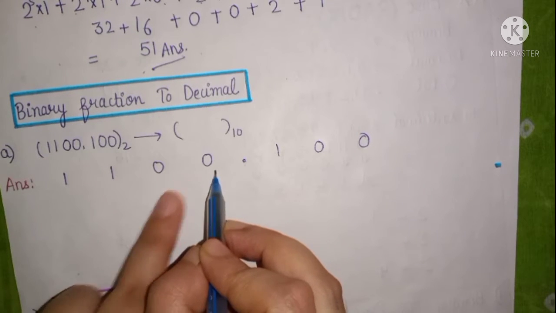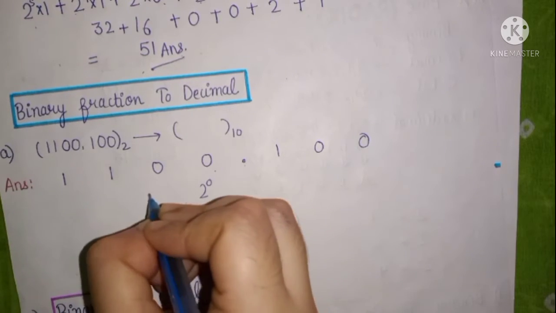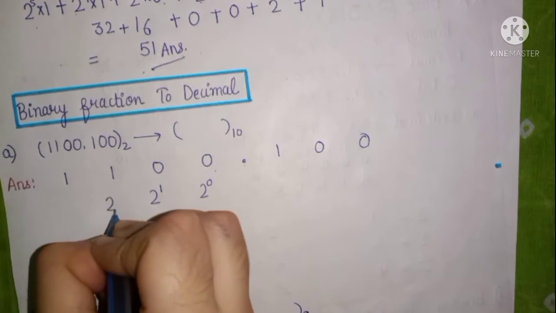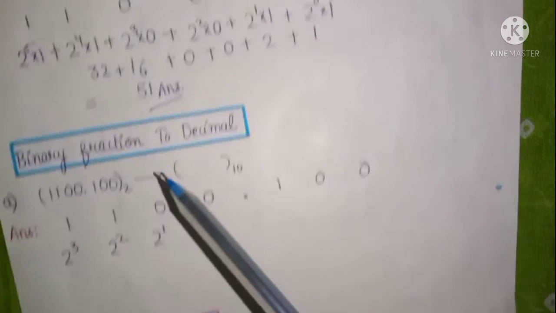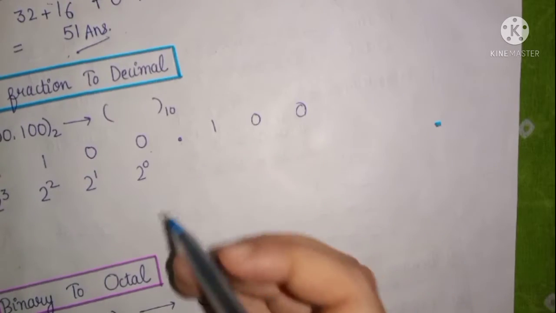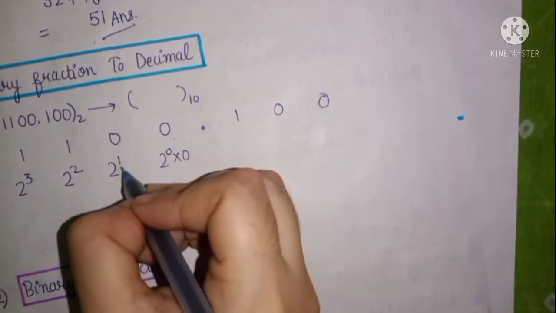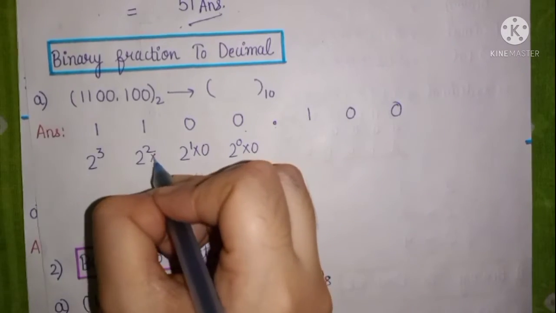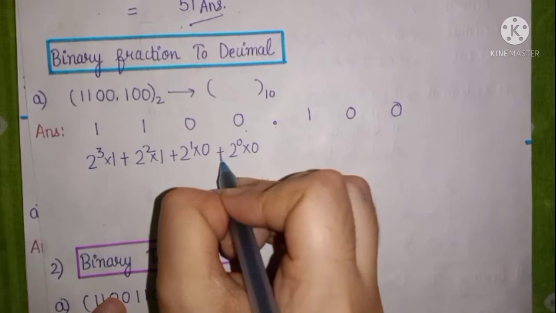Before the point sign, you have to write 2 raised to the power 0, 2 raised to the power 1, 2 raised to the power 2, 2 raised to the power 3. Same as we have done in the previous question, right? And multiply by 0, same. Multiply by 0, multiply by 1, multiply by 1, and put the sign of plus in between them.